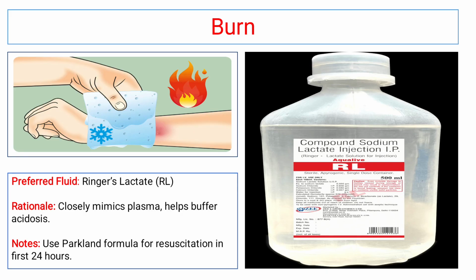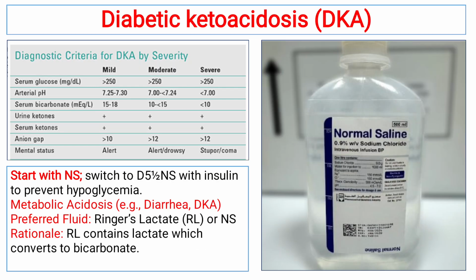If the patient presents to us with burns, we should always use the Parkland formula for resuscitation in the first 24 hours, and the preferred fluid is Ringer lactate as it closely resembles plasma and further buffers the acidosis. In patients of diabetic ketoacidosis, we should always start with normal saline. Thereafter, we can switch to D5 half normal saline with insulin to prevent hypoglycemia.